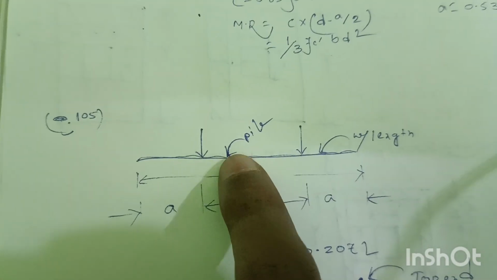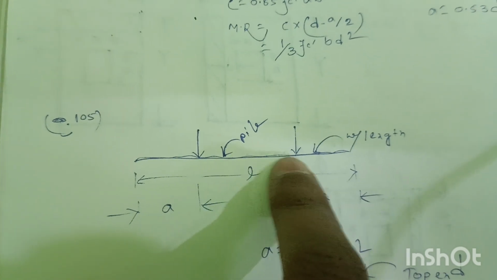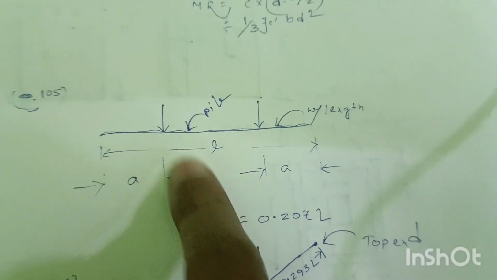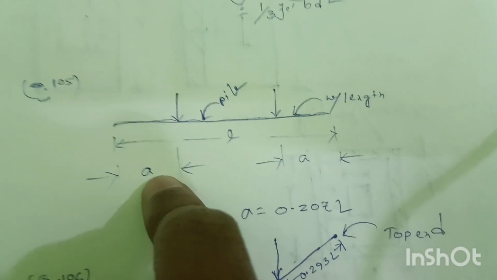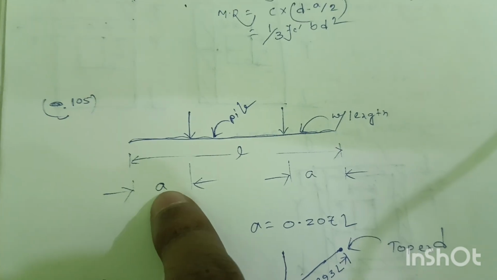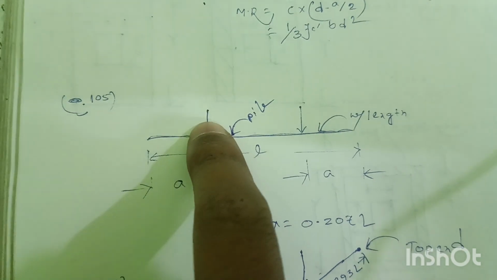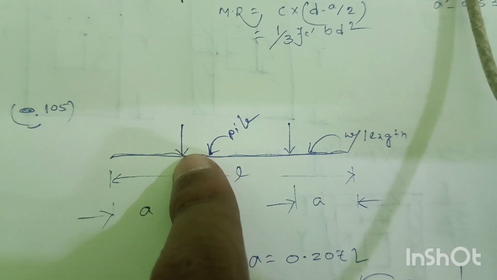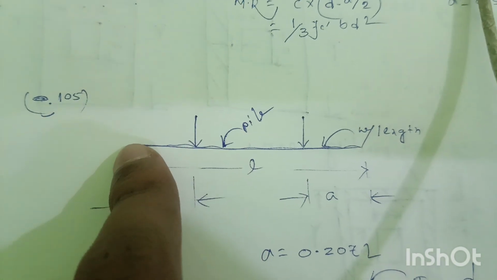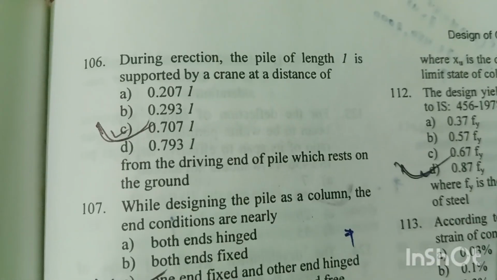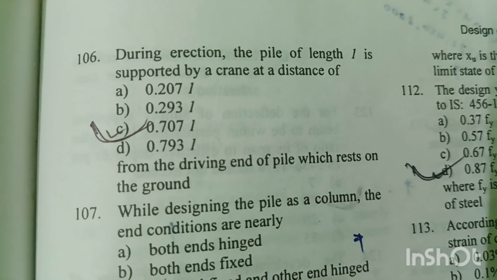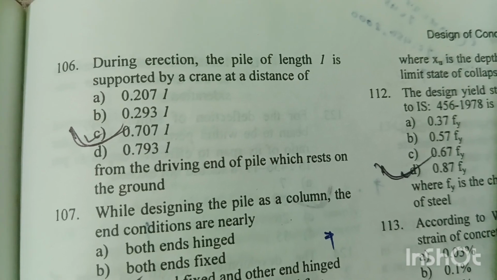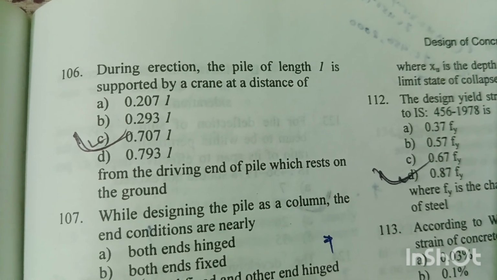If we consider it as a simply supported beam with two-way overhang, we can calculate the distance a, and this distance will be 0.207 L. So the point of suspension will be at a distance 0.207 L from the end of lifting. Question number 106. During erection, the pile of length L is supported by a crane at a distance of 0.707 L. Option C is the right answer. From the driving end of the pile which rests on the ground.